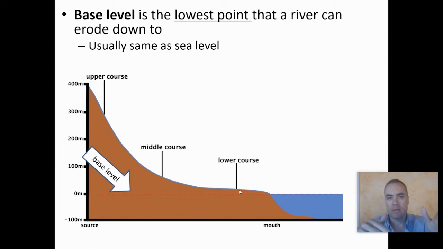The lowest point that that downcutting can reach is called base level. That's the lowest point that a river can erode down to. Usually base level is the same as sea level, but sometimes there's some extremely hard bedrock in there somewhere which prevents the river from downcutting any further.